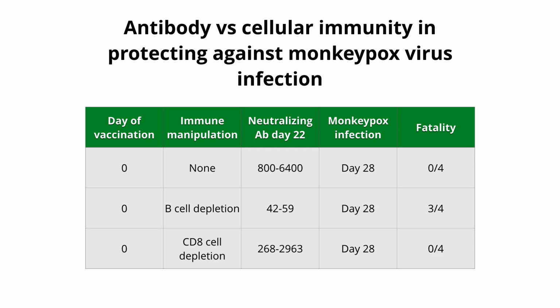Very good. The next line, we vaccinate day 0. We then deplete the B cells from these animals. We can do that with an antibody. And then we measure neutralizing antibodies. There aren't any. No surprise, right? You take out the B cells, you're not going to get neutralizing antibodies. We then infect these animals, same day, 3 out of 4 are dead. And they have very low neutralizing antibodies.